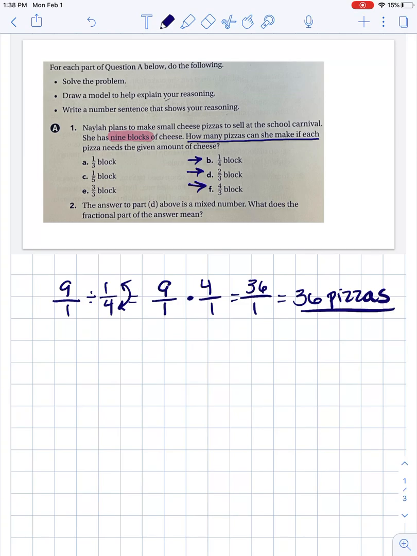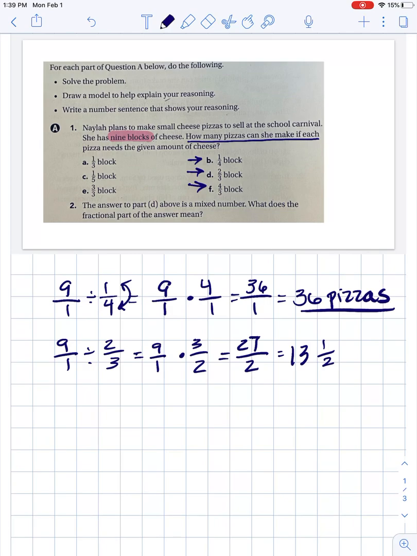Okay, let's take a look at D. Again, we're going to start with our 9 over 1, 9 blocks of cheese. And we're going to divide that by 2/3 of a block. So these are going to be cheesier pizzas than the last one. Well, let's go ahead. 9 over 1, that's our copy. Dot to multiply and flip. That reciprocal of 2/3 is 3 over 2. 9 times 3 is 27. And 2 times 1 is 2. How many times does 2 go into 27? 13 times. 2 times 13 is 26. And there is a half left over.